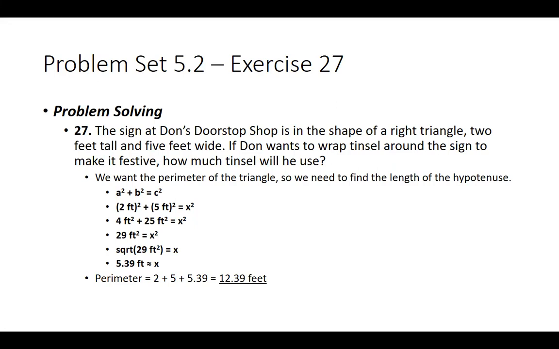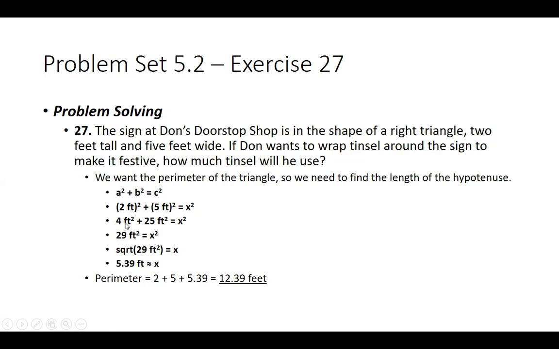We only know that it's 2 feet tall and 5 feet wide, though. It's a right triangle and we're missing the length of the hypotenuse. So we need to find the length of the hypotenuse first before we can calculate the perimeter. Plugging into the Pythagorean theorem, we have our legs of 2 feet and 5 feet. The hypotenuse is unknown. The hypotenuse is x.